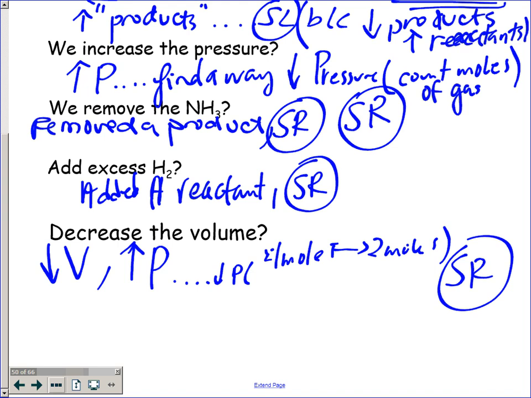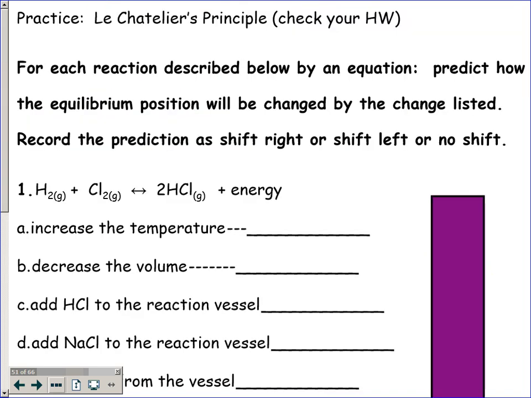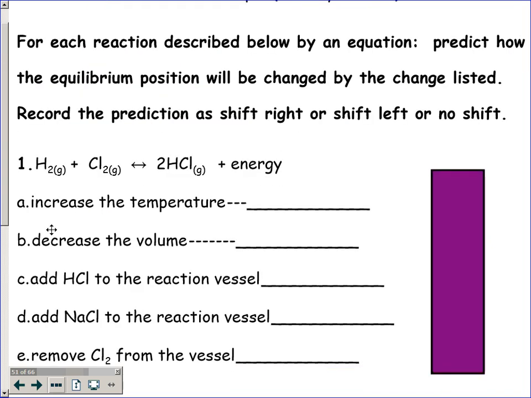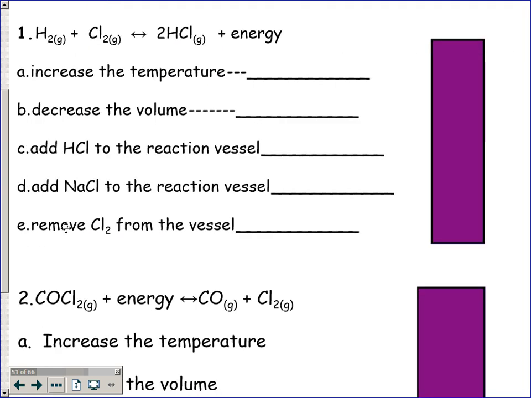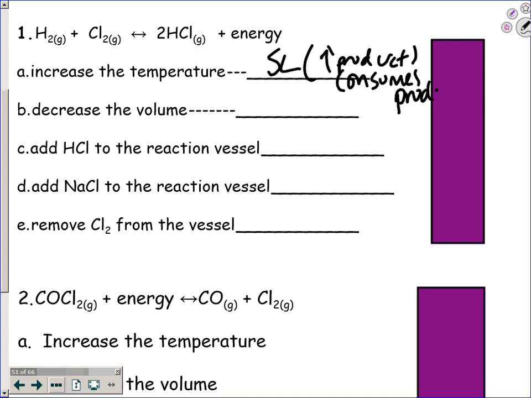I'm going to give you some clarity here on that first example. 3, 2, 1, back to me. Okay, we said for the first one, shift left because essentially you have added a product. You have too many products at this point, so you shift the opposite direction, because as you shift left, it consumes products and produces reactants, which is why it's going to go to the left.